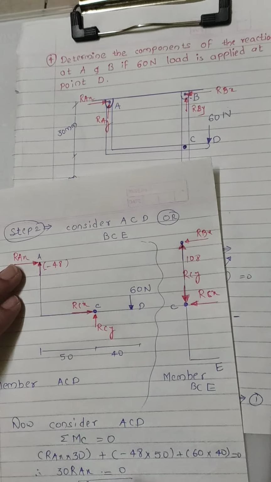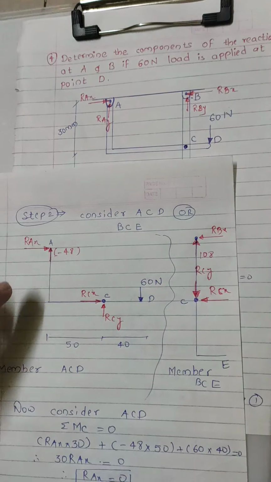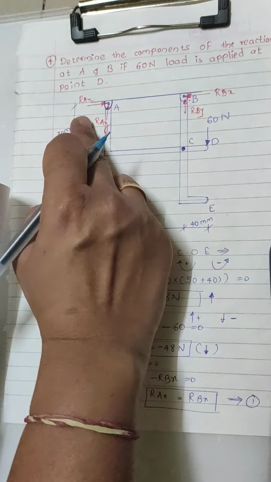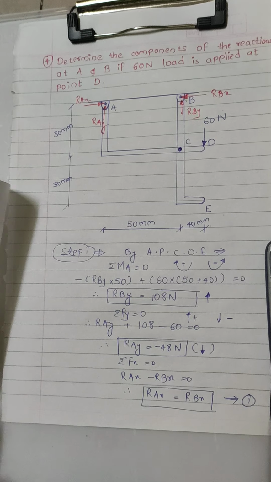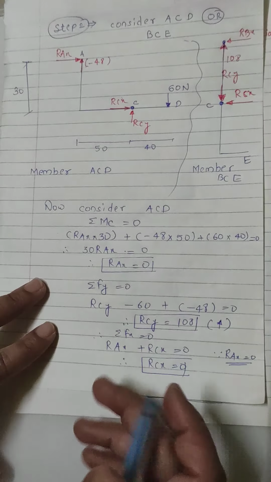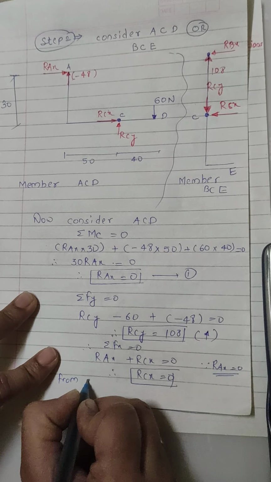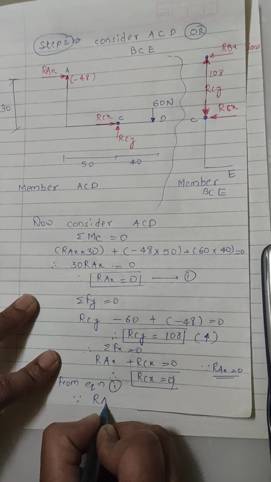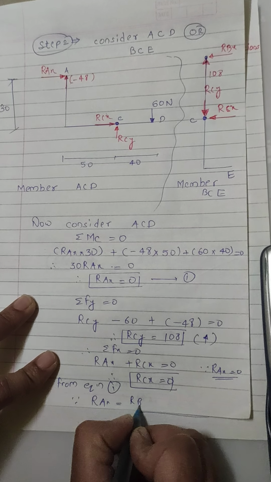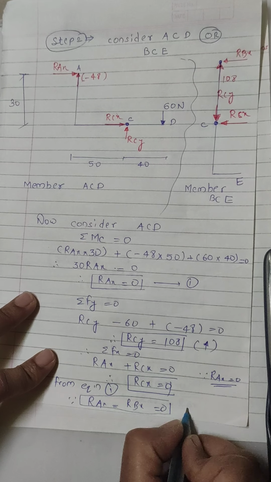And in the question, they ask us to calculate the reaction at A and B. In the first step, we got the value of RAY, RBY, and RAX equals RBX. Therefore, from equation 1, I can say RAX equals RBX equals 0. Thank you.